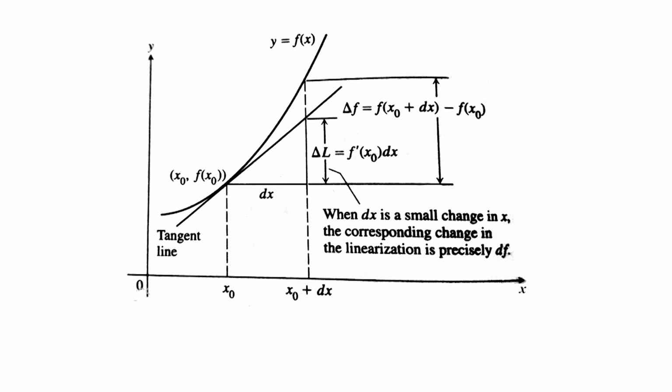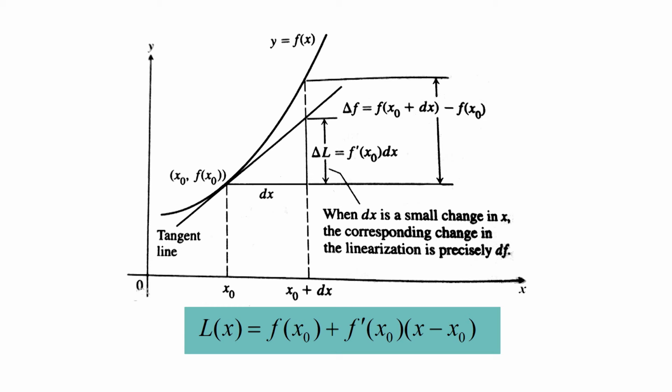If dx is small, f and its linearization given by the equation of the tangent, L of x is equal to f of x naught plus f prime of x naught times x minus x naught, will change by nearly the same amount. Since the values of L of x are simple to calculate, calculating the change in L offers a practical way to estimate the change in f.